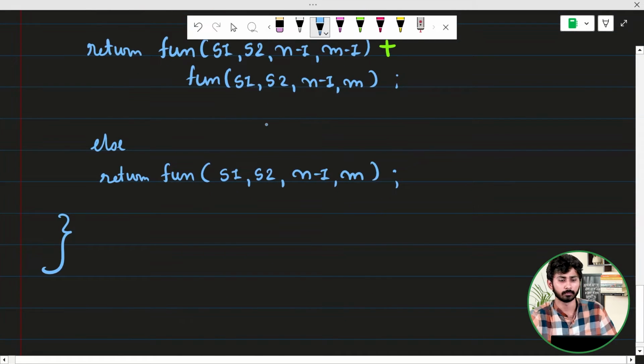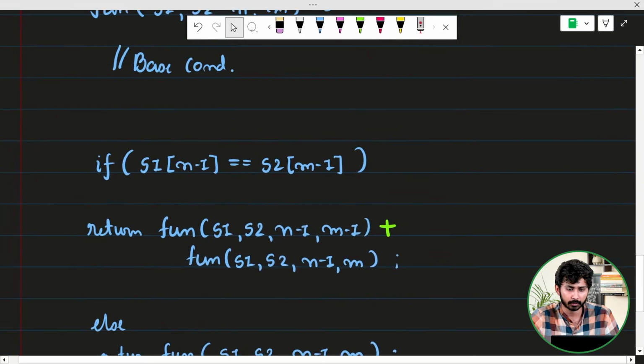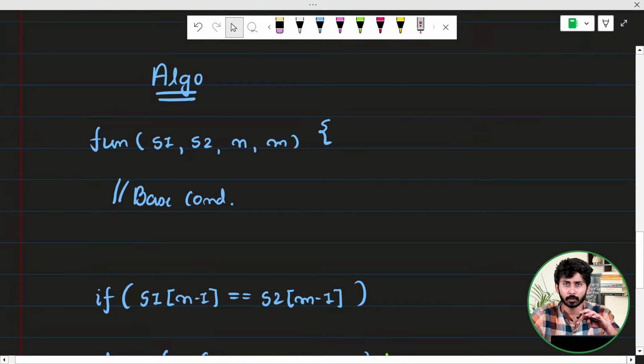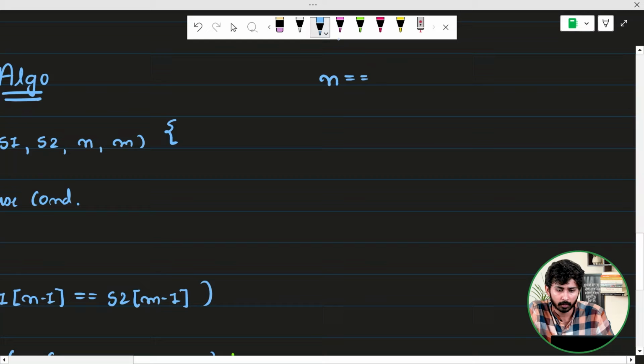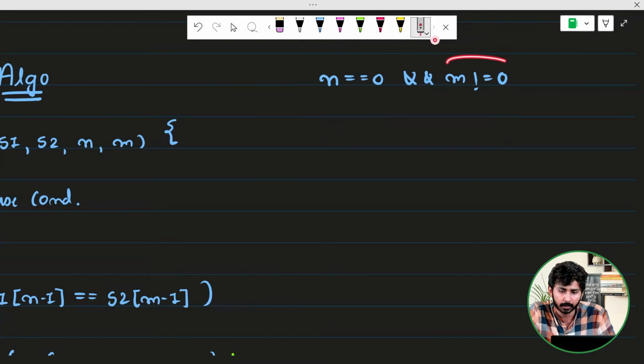Pretty simple. Now what about the base condition? What can you say about strings of length 0, when S1 is 0 and S2 is 0? There are three possibilities over here. Let's say N is equal to 0 and M is not equal to 0. Now I have to find out the subsequences. I have to match the characters of S2 inside S1. This is S1, this is S2. But I can see I have exhausted S1. So what should be the answer? Can you find any subsequences? No, I cannot find any subsequences.